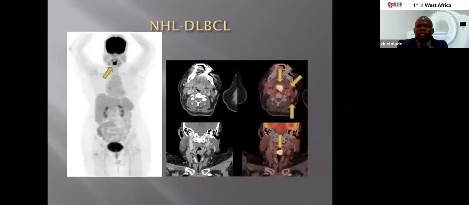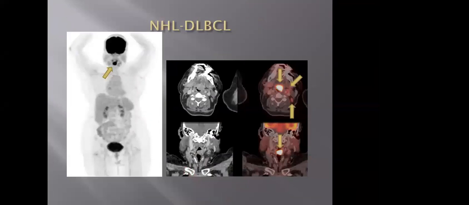This was a case for pre-treatment evaluation of NHL, diffuse large B-cell lymphoma, and it was very much localized disease in the oropharynx with some neck nodes, but nothing other than the neck. No other disease.